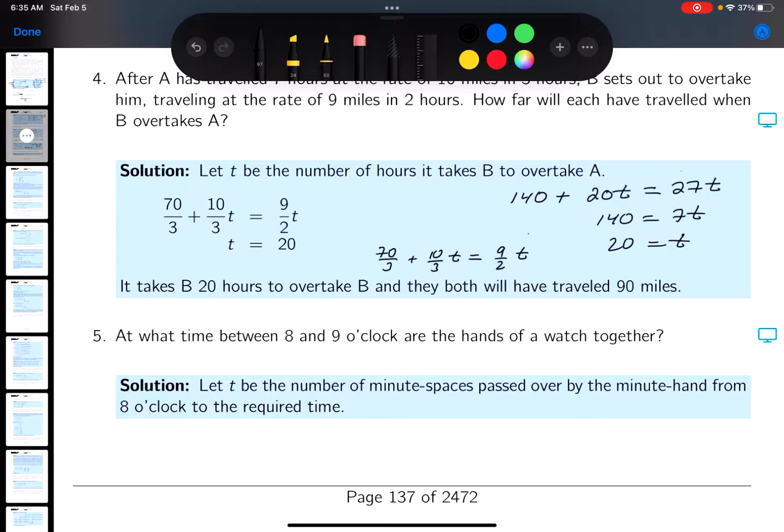Now, by the way, someone says, what's T? T is time in hours, right? And it's a lot of traveling. So, 20 hours for who? For B. So let's write this down.